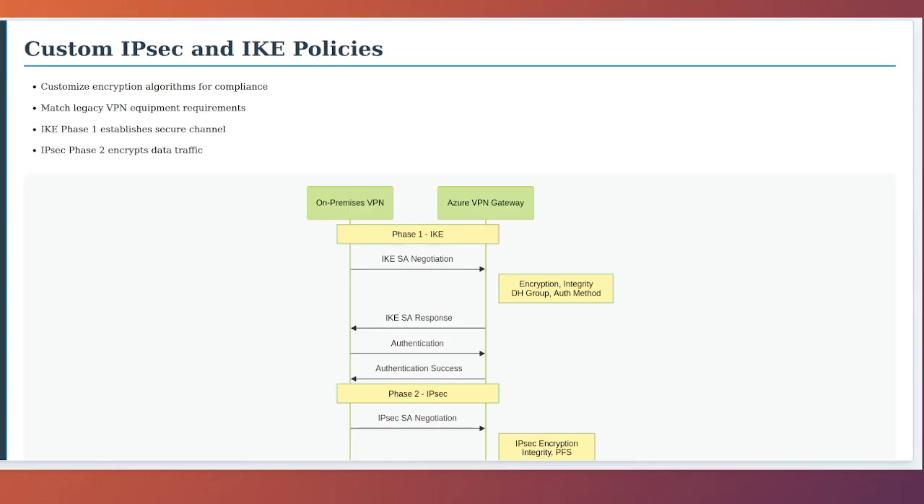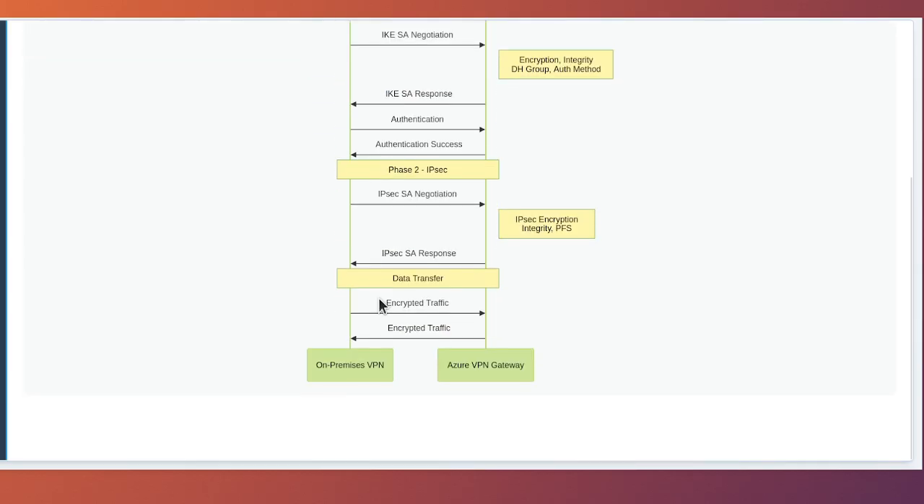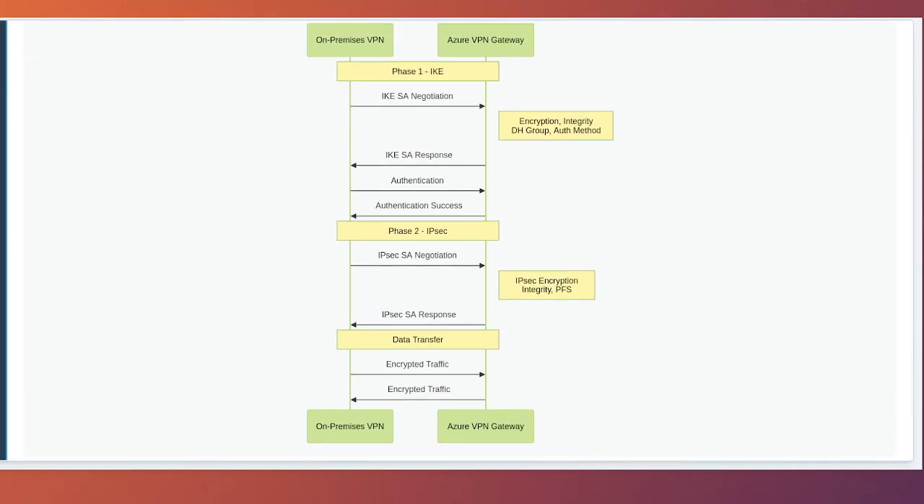Custom policies allow you to specify algorithms for each phase. For IKE Phase 1, you can configure the encryption algorithm such as AES-256, AES-192, or AES-128. The integrity algorithm like SHA-256 or SHA-384. The Diffie-Hellman group for key exchange such as DH Group 14 or DH Group 24, and the SA lifetime. For IPsec Phase 2, you configure the IPsec encryption algorithm, IPsec integrity algorithm, PFS group, and SA lifetime.